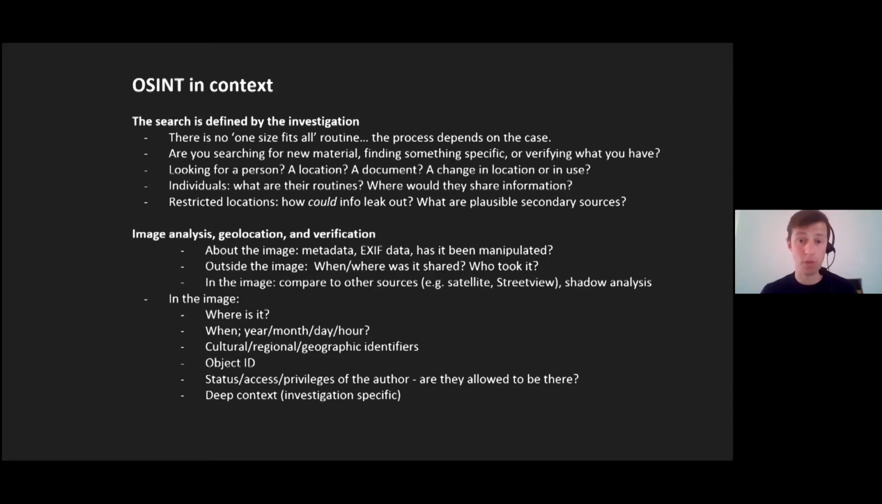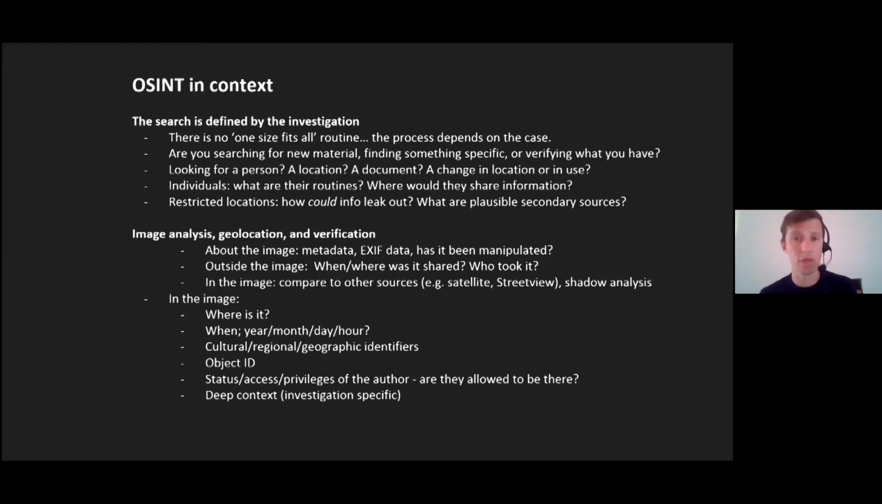Outside the image is also really important. When and where was an image shared? Who took it? Can you reach the person who took it? What do we know about who that person is? Often when we're trying to geolocate imagery, the easiest thing to do is to geolocate the person who says they took it. If they have a lot of social media posts about how much they love a particular restaurant in, say, Chicago or New York, then we know to look for the location of this image in one of those two cities rather than to begin in London or Manchester.